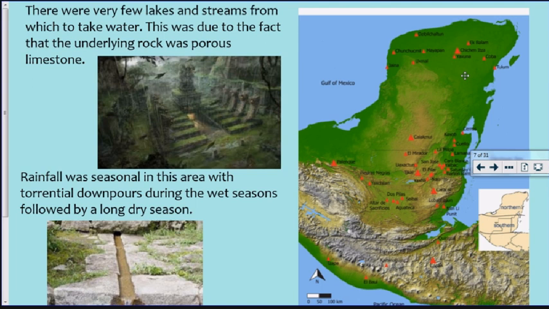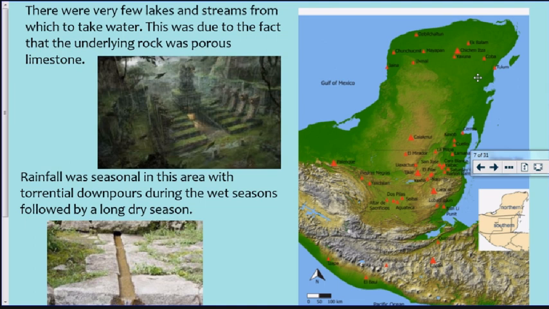And limestone is a type of rock that isn't compact. It's got a lot of holes in it, which is the meaning behind porous. It's got minuscule gaps. And that meant that any water, because obviously we learnt that this area was very dry, very hot, there was little rainfall. But any rainfall that they did get, this limestone rock would just suck it right in. It would absorb straight away, and that's why there was no rivers, no lakes, no streams on the surface of the land.